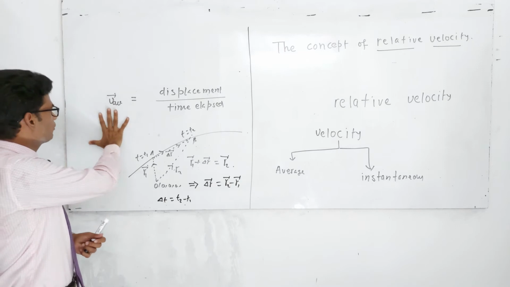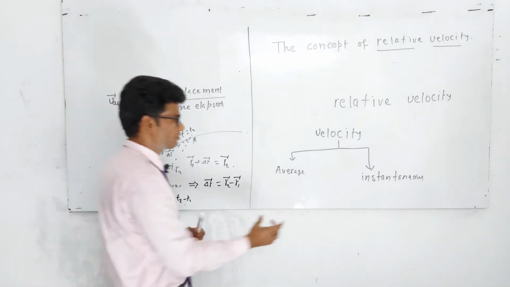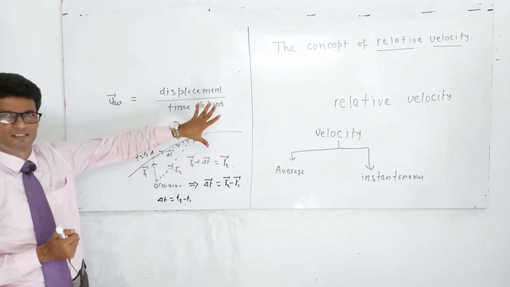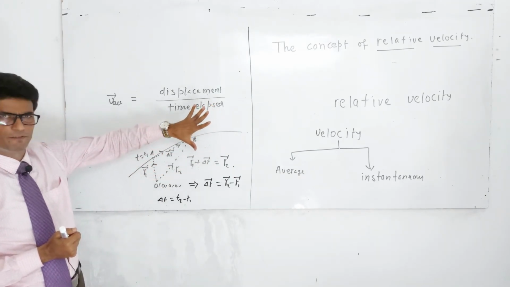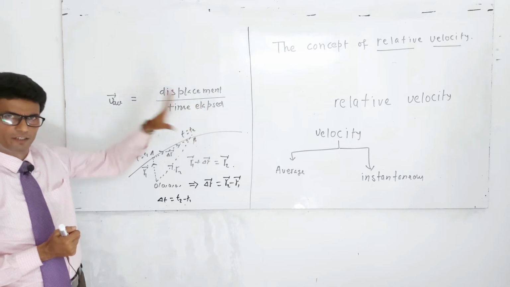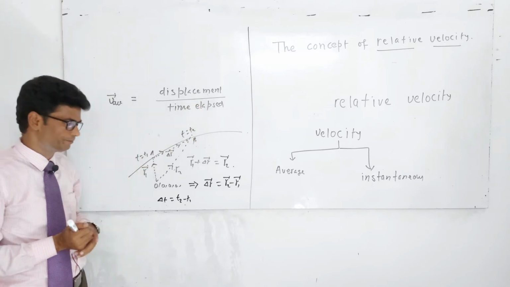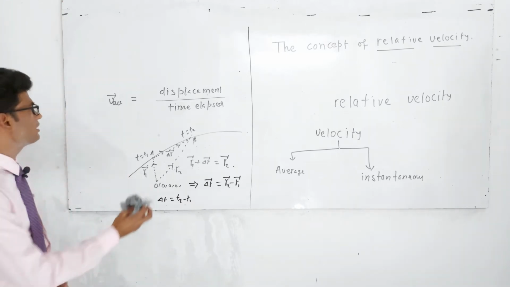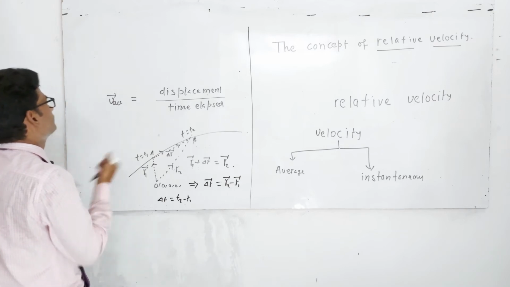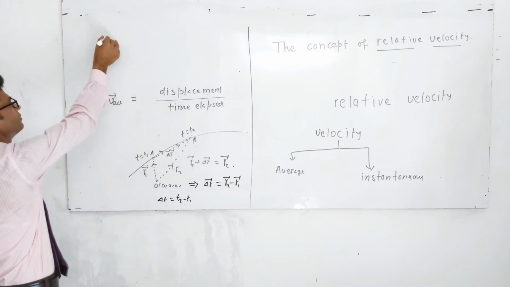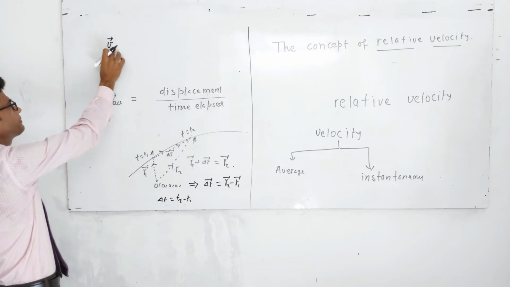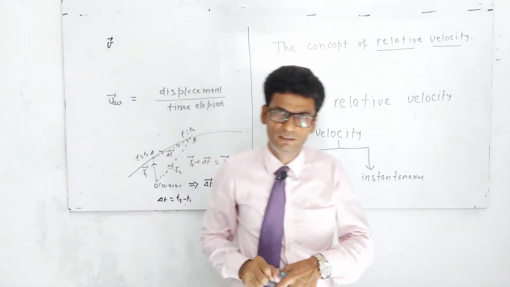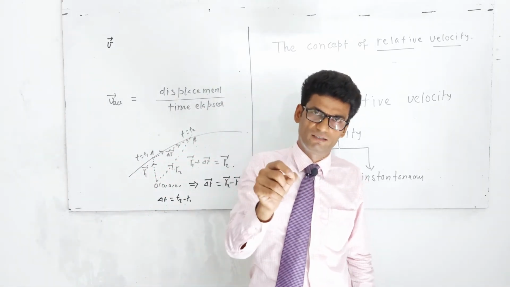So average velocity is very clear, but what about instantaneous velocity? I am giving you a brief idea here. We will take it up in great detail, as I told you earlier, in the chapter on kinematics. But here we are just going to understand what instantaneous velocity is. Look here: if no subscript is written, then we understand it is instantaneous velocity.